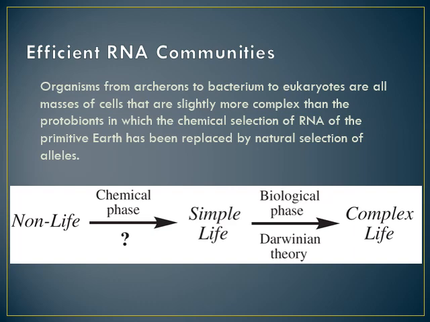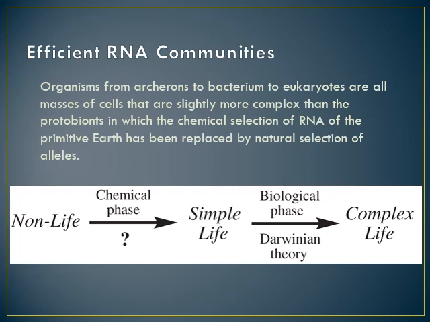Now, our current cells in today's modern world, bacteria and eukaryotes, are more complex than those protobionts, because we have been undergoing round after round after round of natural selection. It's no longer a chemical selection phase. Which thing is the fastest to build? Now it's what information that's passed from one generation to the next is the most efficient at producing an organism.